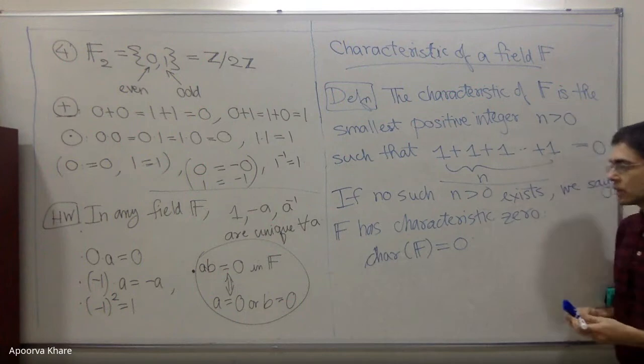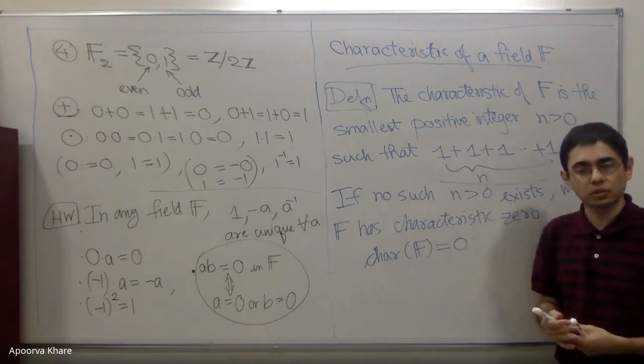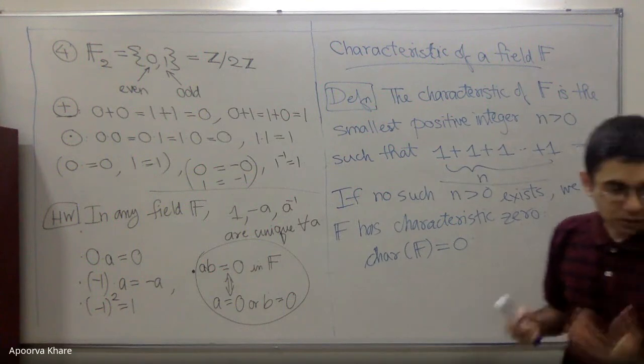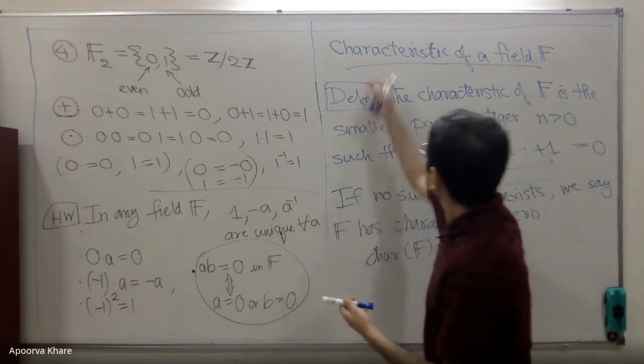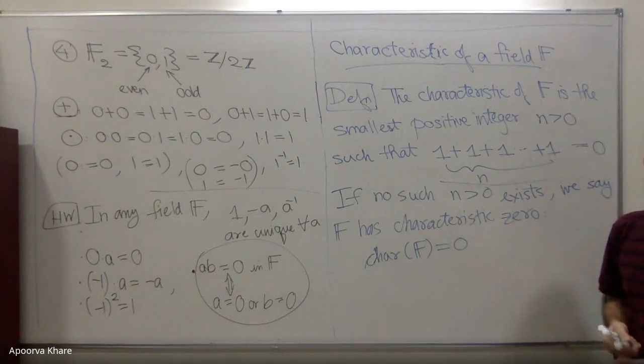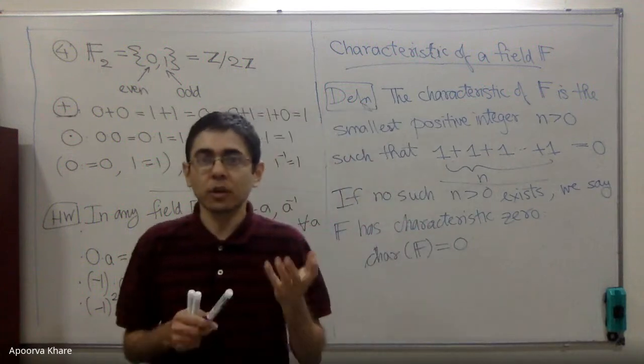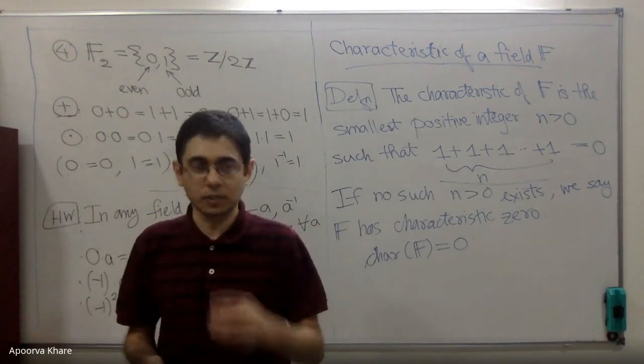So the characteristic of the field is 0 if you can keep adding 1, 1, 1, 1, 1 and never get to 0. Now the point is, what are all the possible positive integers that can be characteristics of a field? Clearly, all the primes can be characteristics because Fp, Z mod pZ, has characteristic p.